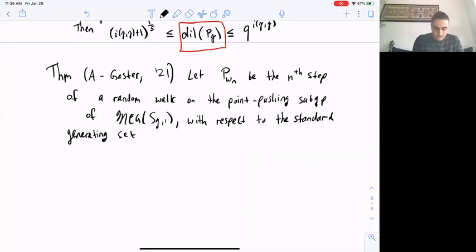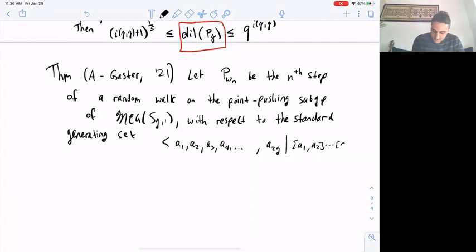So in other words, you have A1, A2, A3, A4, and so on up to A2G, and then you have the standard commutator relation, okay? A1, A2, and so on up to A2G minus 1, A2G. So I'm actually just drawing the standard generating set for the surface.